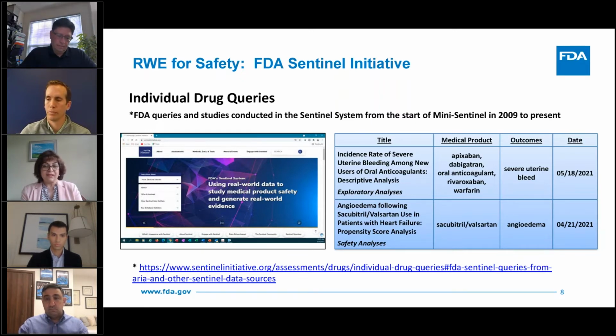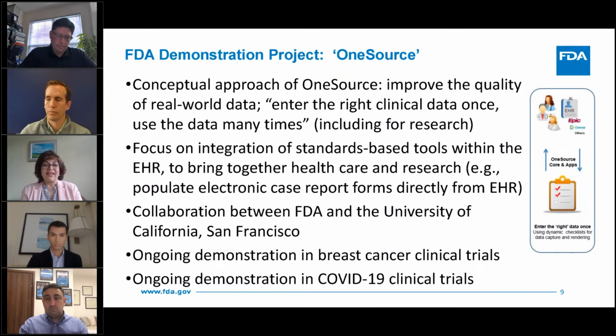And next slide, please. So this is a project that I lead in collaboration with the University of California in San Francisco. The project is called OneSource. This is focusing on pre-market. And here the goal is to build the case report form directly into the electronic health record system of not only University of California San Francisco, but other University of California campuses and also other hospital academic medical centers.